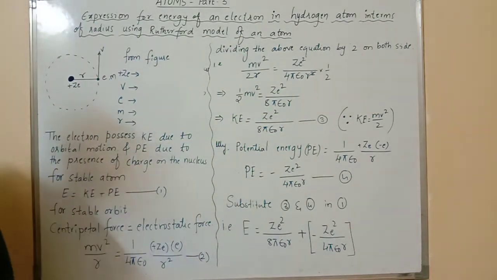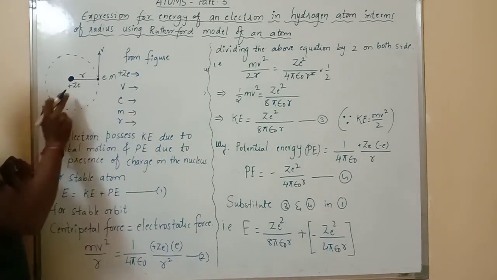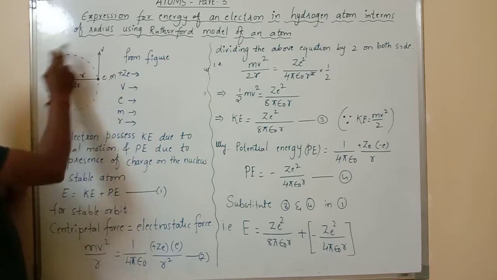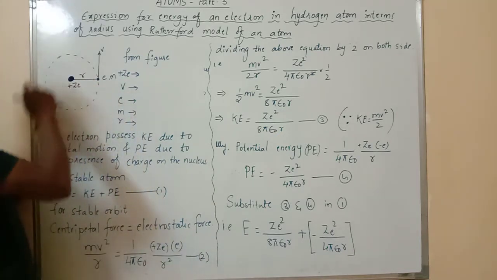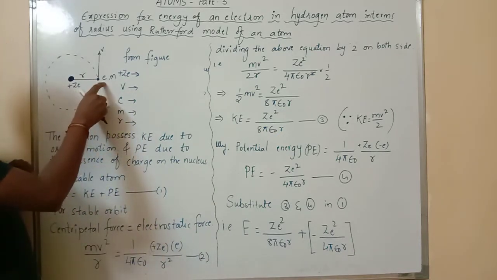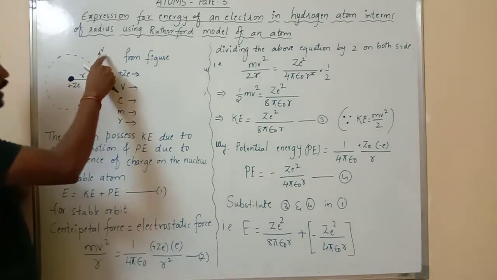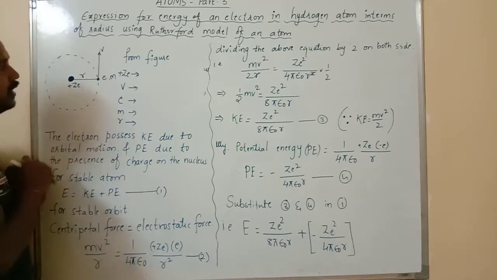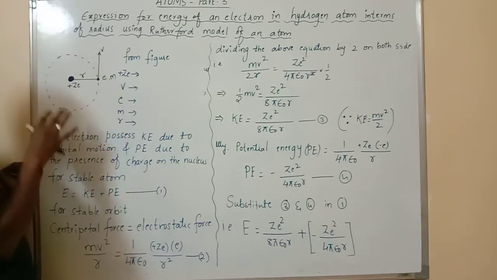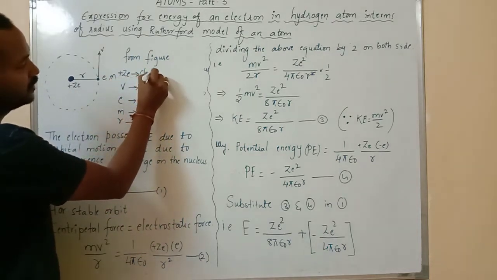So, to derive this expression, let us consider a hydrogen atom with a nucleus of charge plus Ze and one orbit, because hydrogen consists of only one electron, which is revolving in this orbit. The electron is revolving in a circular orbit with velocity v, and let r be the radius of this circular orbit. Then from this figure, we can write plus Ze as the charge of the nucleus.